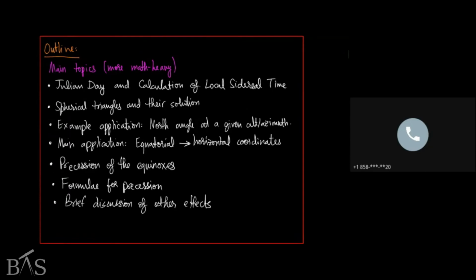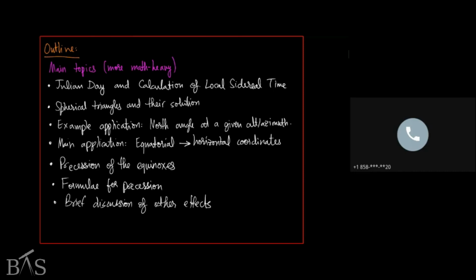Finally, we'll talk about precession and give the formulae for precession. And then there are a few other effects that affect the accuracy of these calculations, like nutation and aberration and so on and so forth. I don't fully understand these effects. I'm just going to mention them and what they are at the base level without presenting any calculations. These are usually not necessary for amateur astronomers because they are not very significant.